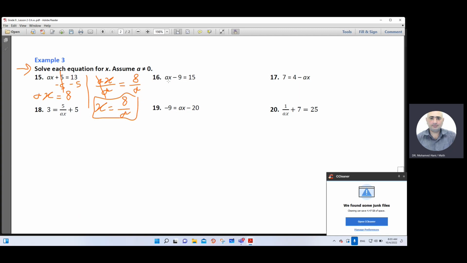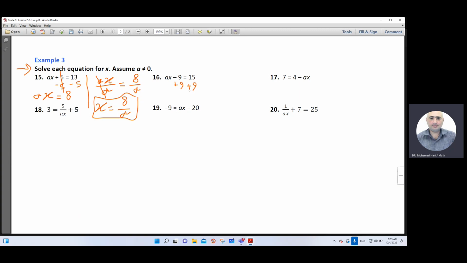The second one, the same idea. We want to remove negative 9. Take the opposite, add the opposite. So plus 9 here and plus 9 here. So minus 9 and plus 9 will be 0. It means here in the first side, ax equals 15 plus 9, which is 24.